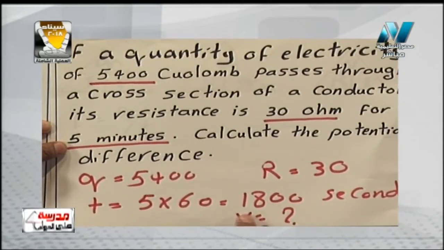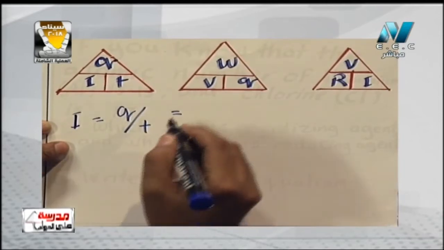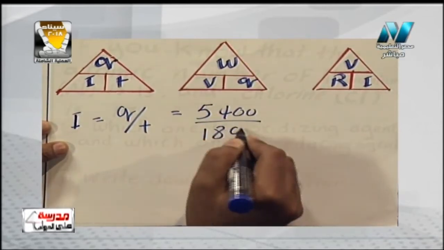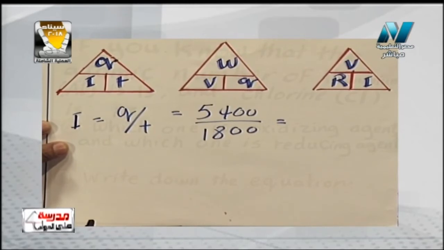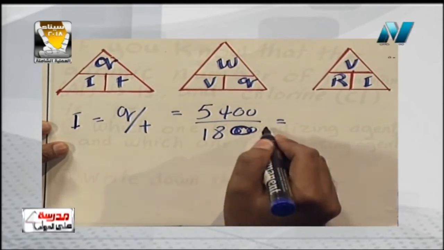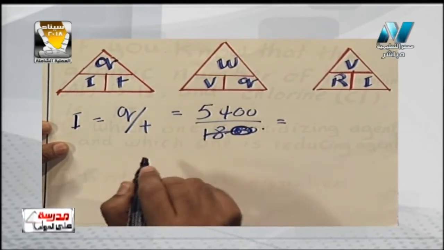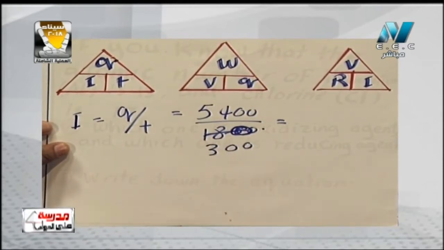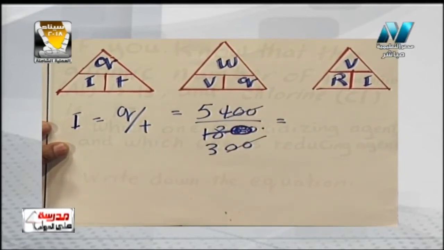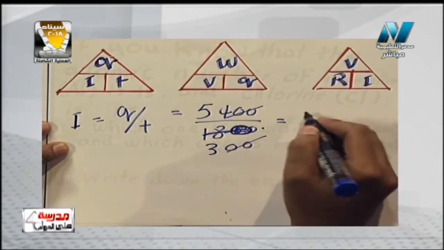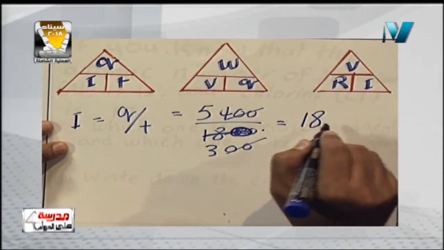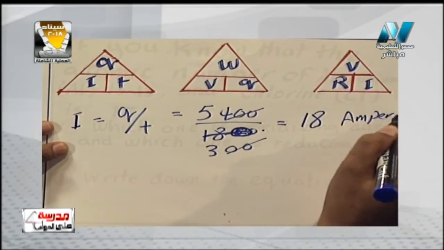5,400 divided by 1,800. So, 300. Sorry. So, these 2 zeros will be removed by these 2, and 54 divided by 3 will be 80. So, now I is 80. Ampere, yes. Ampere. This is the first one.